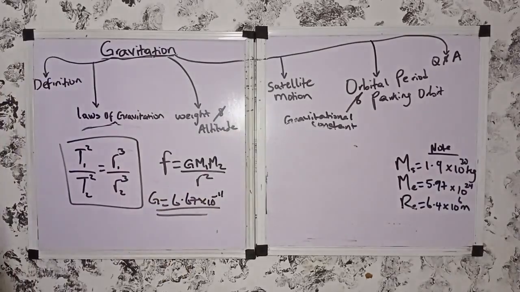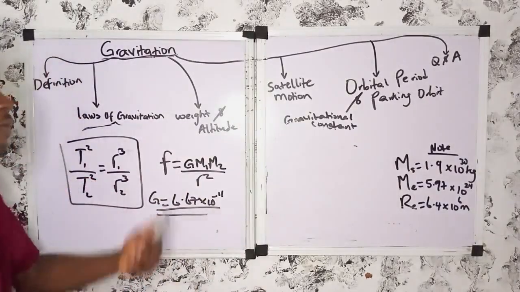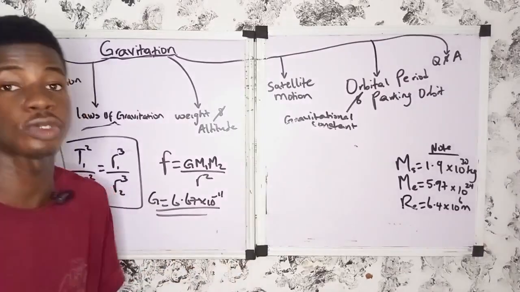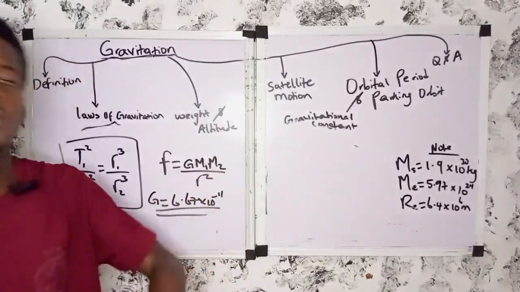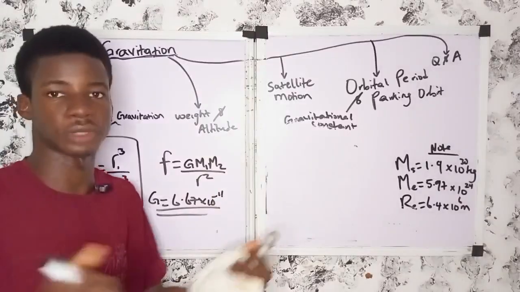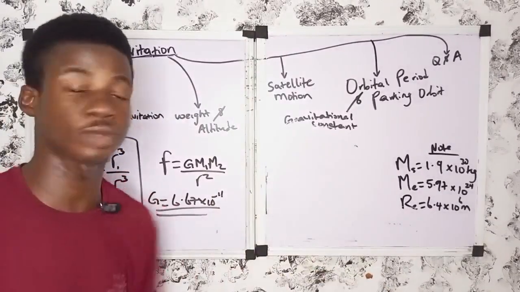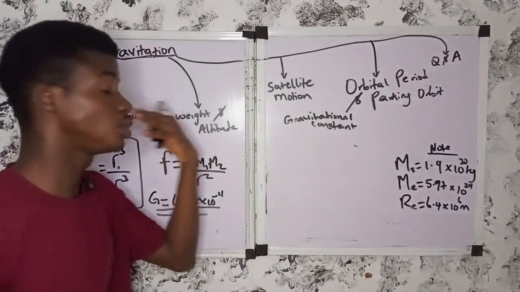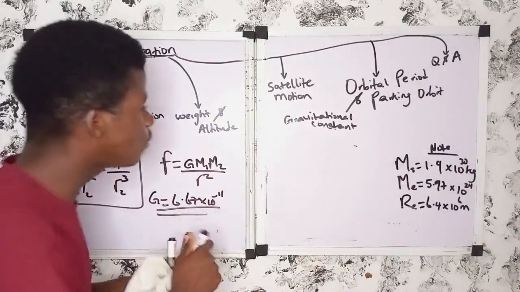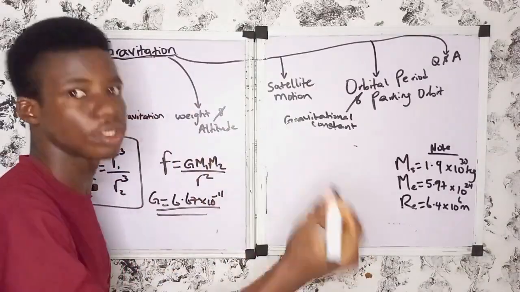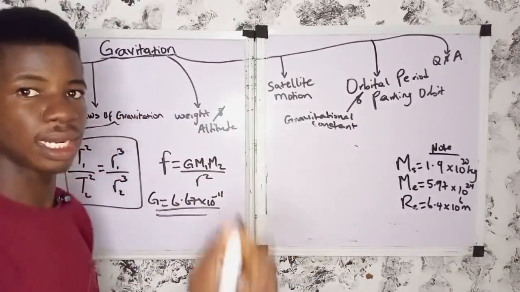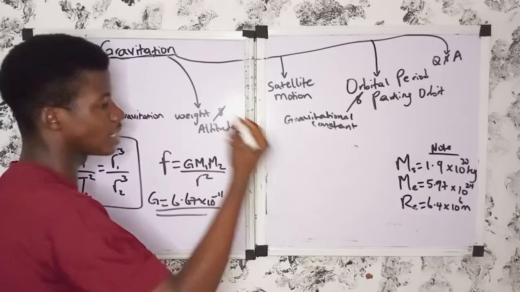Now let's move to weight and altitude. Where is weight? The weight of an object is the gravitational force of attraction. What do you understand by weight? Weight is just the force of attraction between the earth and an object. Yes, the gravitational force of attraction between the earth and an object. Please take note.